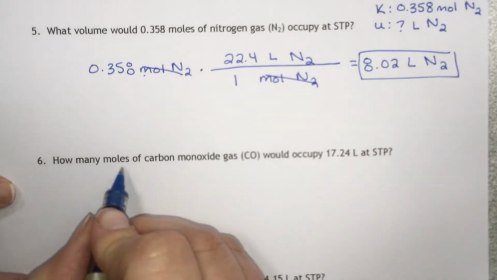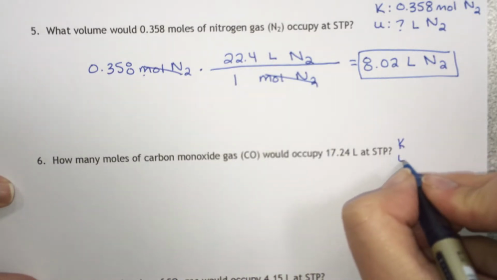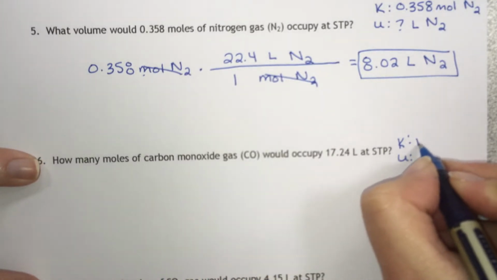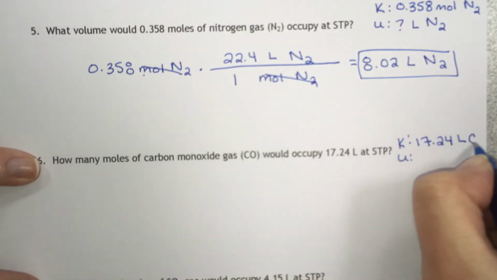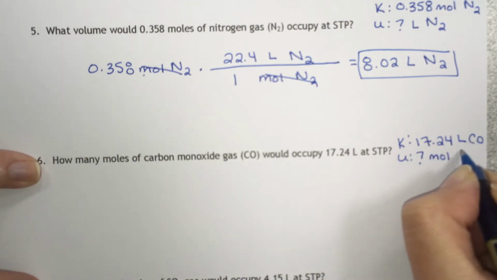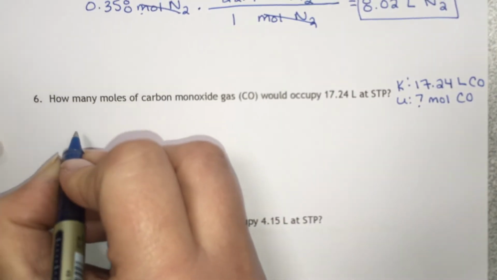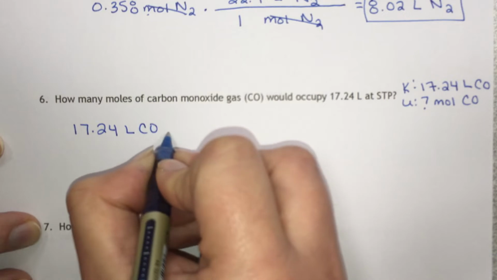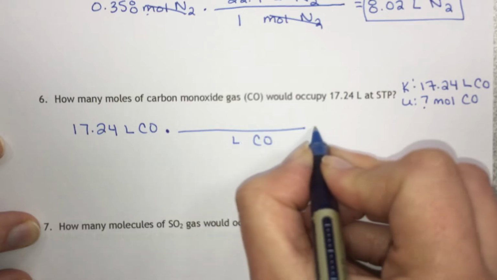Okay, next question, how many moles of carbon monoxide gas would occupy this much? So another gas question. Our known is the volume, liters of CO. Our unknown is how many moles is that? How many moles of carbon monoxide do we have? So we write our known first. I'm going to scoot this up now. We write our known first, which is 17.24 liters of carbon monoxide. Whatever's up here must go here, liters of carbon monoxide.